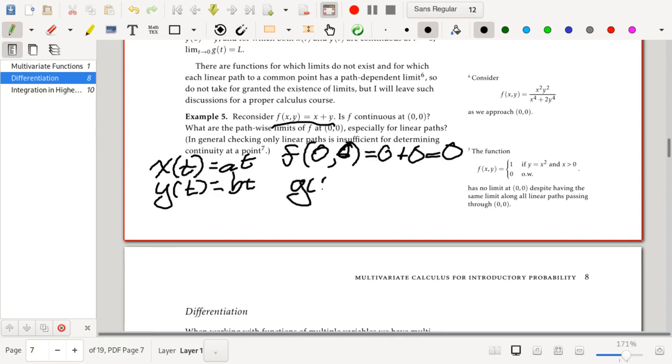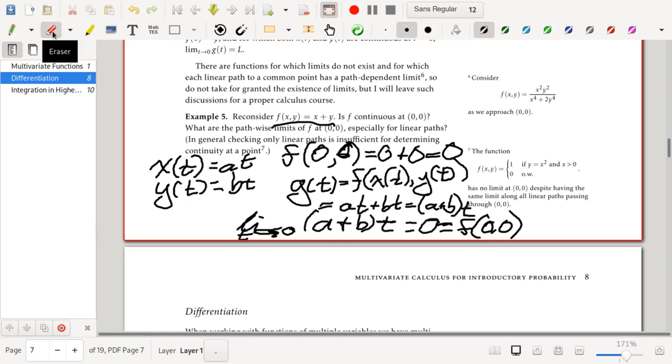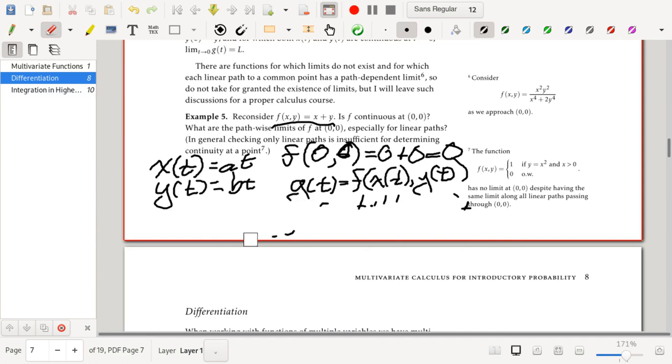So if this is the case, then g(t) is equal to f(x(t), y(t)), which is equal to at plus bt, which is (a + b)t. And as we take t to 0, the limit as t approaches 0 of (a + b)t is going to equal 0, which is equal to the function at 0. Okay, so that means that this function has appropriate limits along linear paths, but we need to check for general paths.